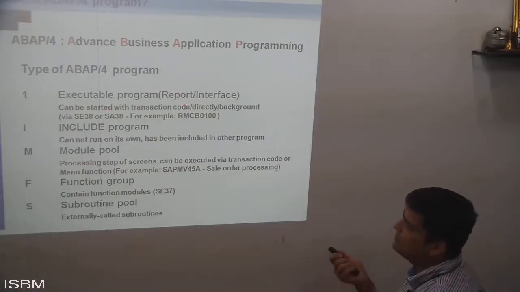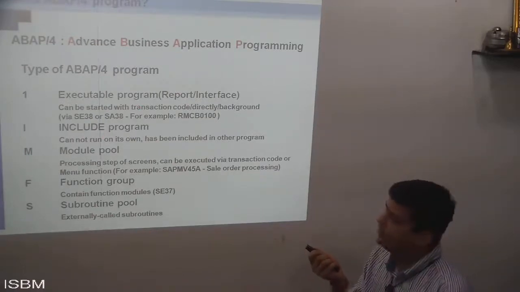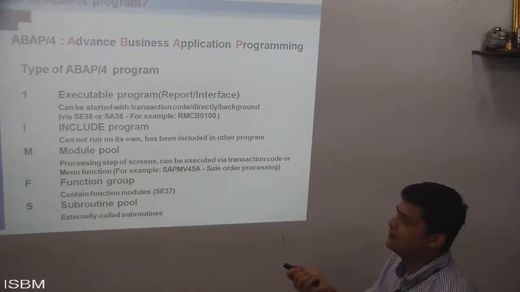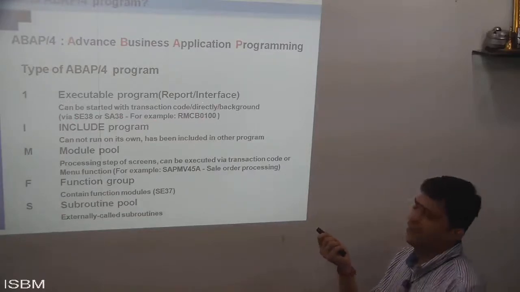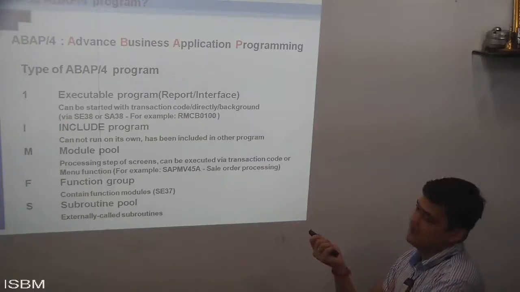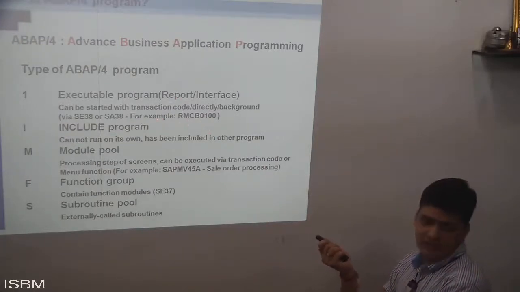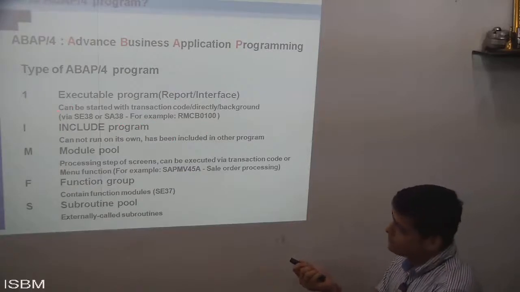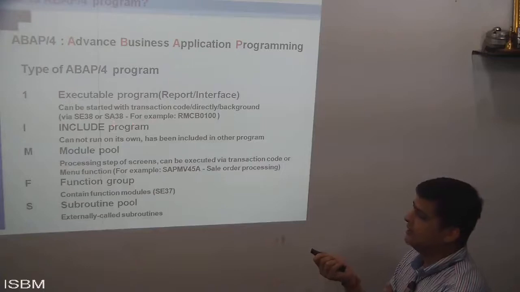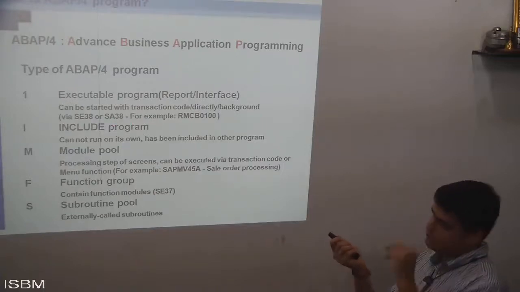Number one is the executable program, which is called a report or interface. It can be started with a transaction code directly or in the background, for example from SE38 or SE80. For example, RMCB0100. This is the example they have given. This is a standard SAP program, so that's why we call it a standard program. An executable program is started from SE38, whichever one you can use.